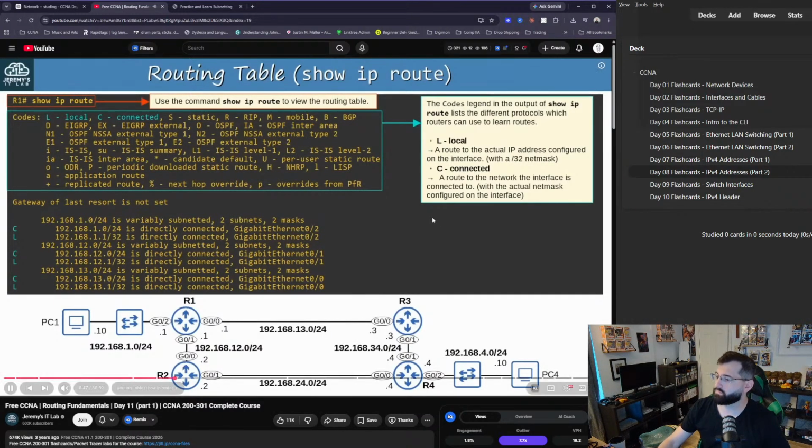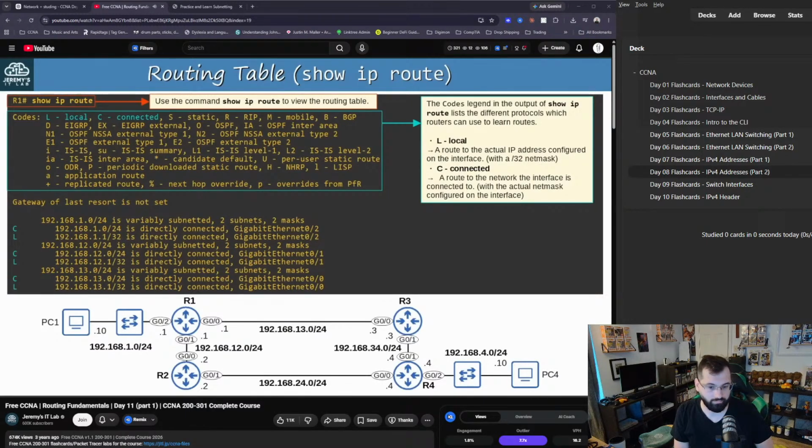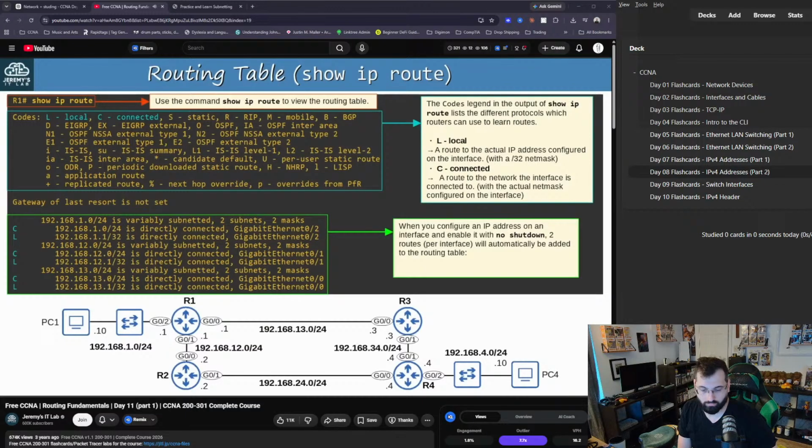Then there is the C code, which means connected. These are routes to the network the interface is connected to, with the actual net mask configured on the interface. Notice there are also 3 routes with the C code in the output below. So even though we haven't configured any routes yet on R1, it already has 6 routes. When you configure an IP address on an interface and enable it with the no shutdown command, 2 routes per interface will automatically be added to the routing table, a connected route and a local route.